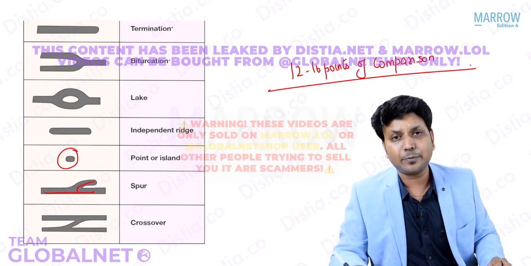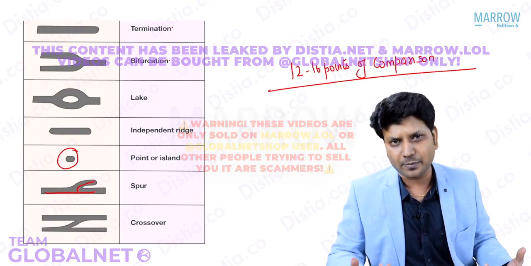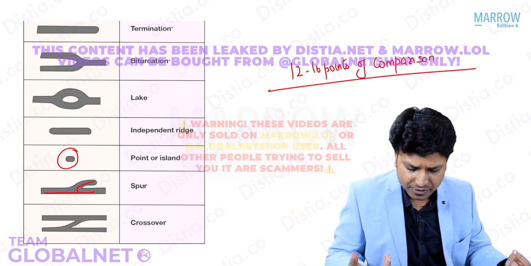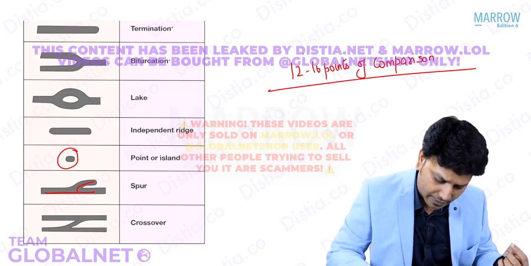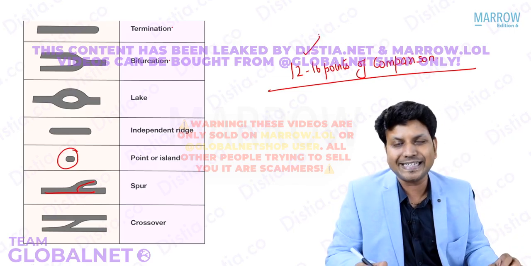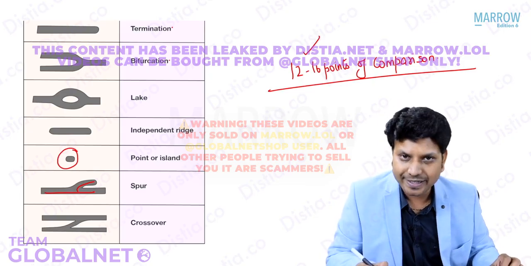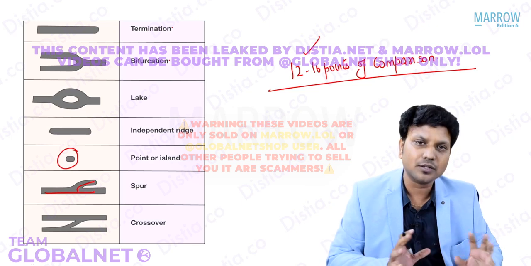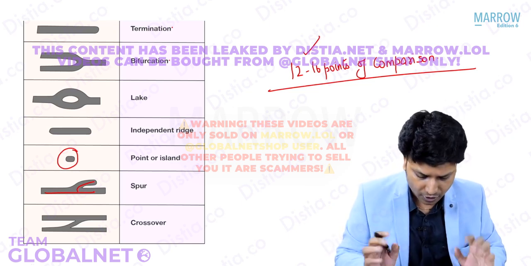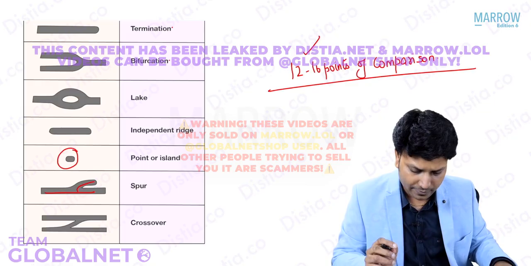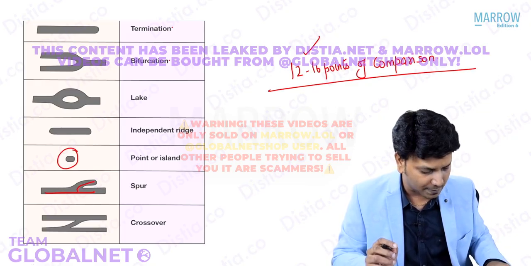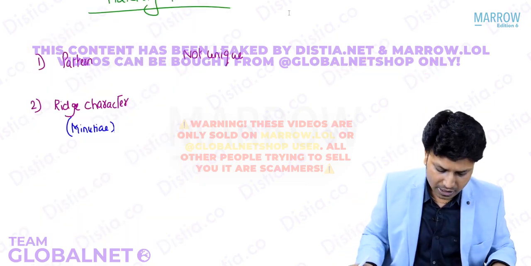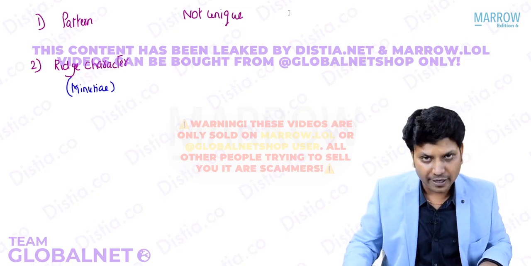See, actually the points vary from place to place, country to country, state to state. But what is taken from the textbook is 12 to 16 points of comparison has to be taken to compare whether the fingerprint taken from the scene of crime belongs to the suspect or accused or not. That is what you need to remember. That is called ridge character or minutiae.